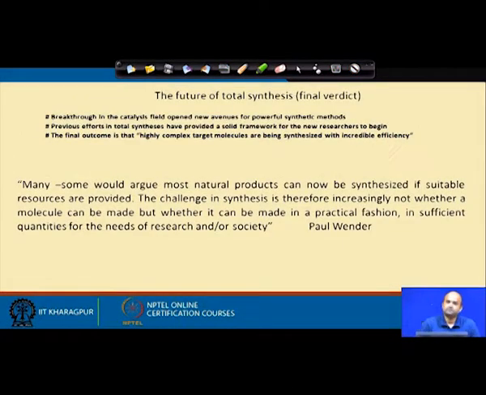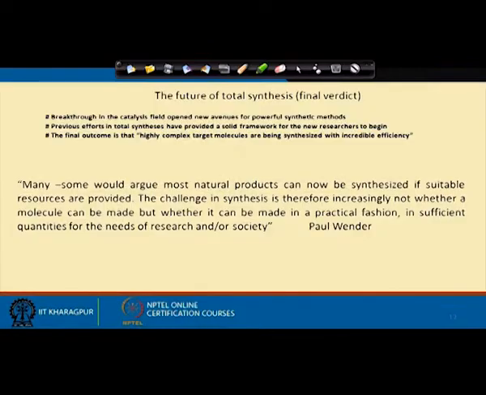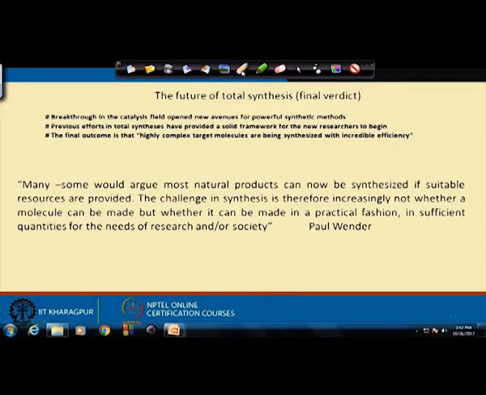So, as I said, how you can start an organic synthesis program, or what are the basic parameters we will be looking at, and what is the future of total synthesis. This is also very important. So, for the future, I will take a quote from Professor Paul Wender, who says that some would still argue most natural products or target molecules can now be synthesized if suitable resources are provided.